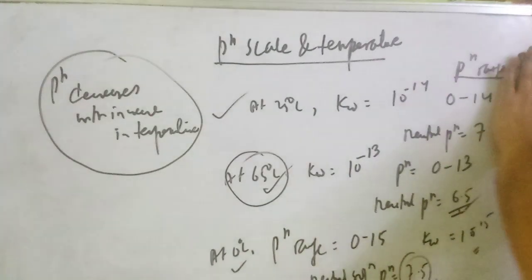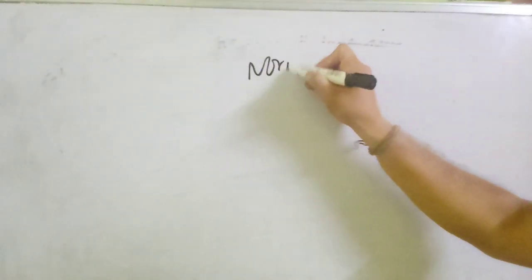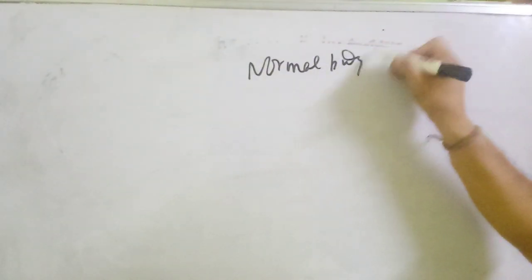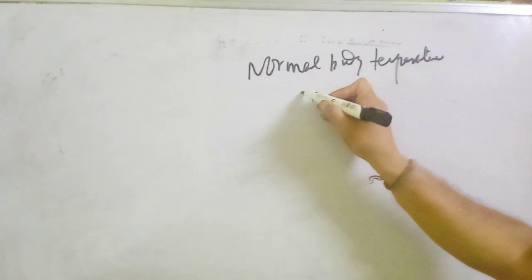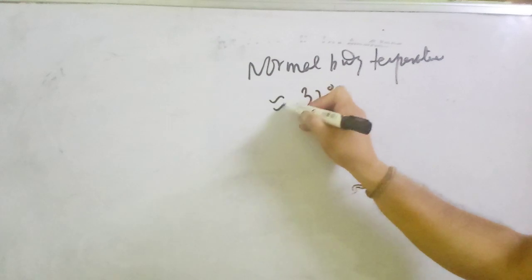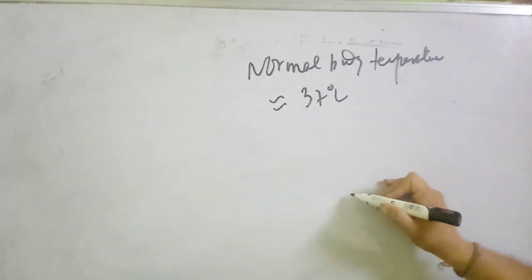So let us talk about our body temperature. Okay, our body temperature. What is the normal body temperature? Normal human body temperature is 37 degrees centigrade. This is around 37 degrees centigrade.